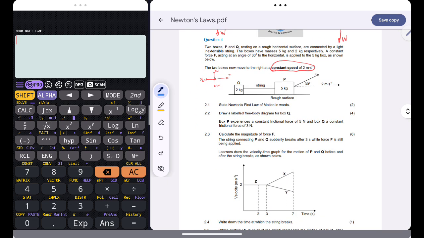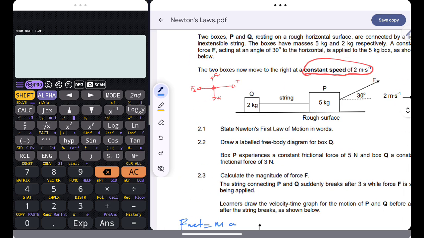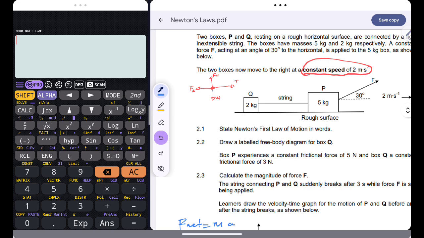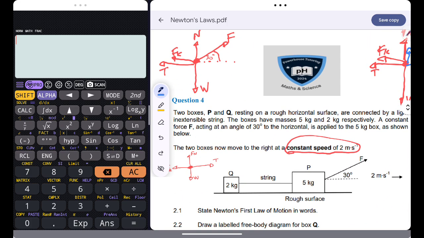Remember that we were told that the two boxes will move at a constant velocity. If you focus on box Q, just box Q alone, it's F net. We know that F net is equal to MA, but there are only two forces which are acting horizontally on box Q. It's always important, guys, to choose a positive direction. Since our two boxes are moving towards the right, in Newton's laws it's always safe to choose the direction of motion as positive. It simply means that any movement to the right will be positive.